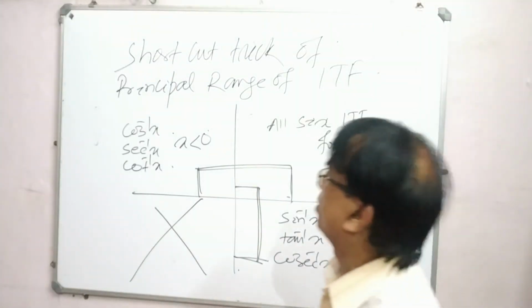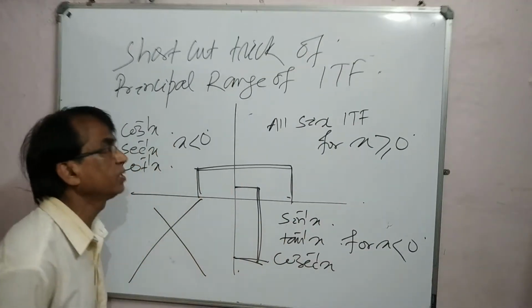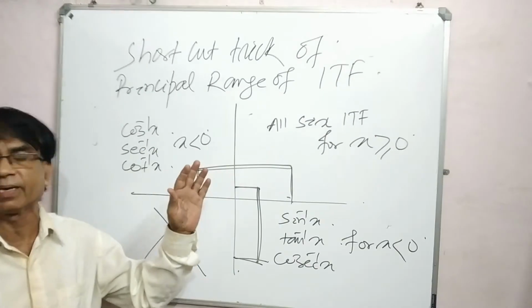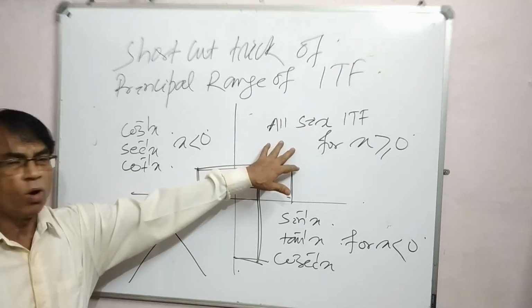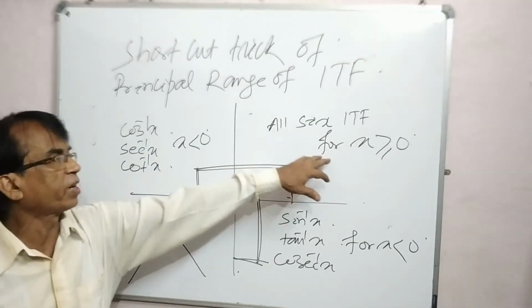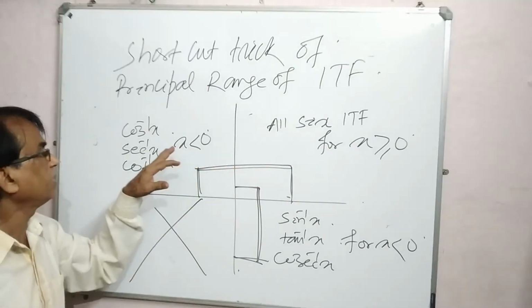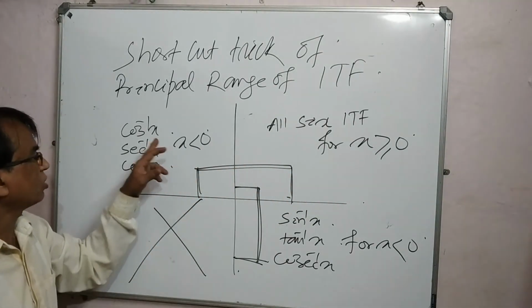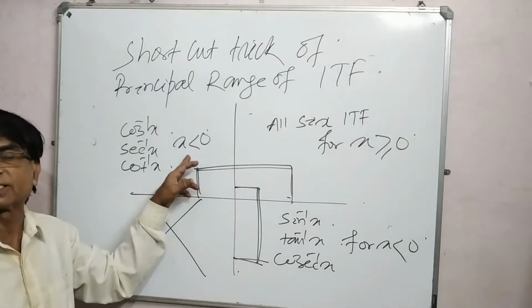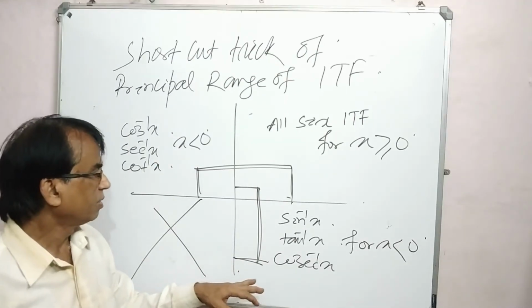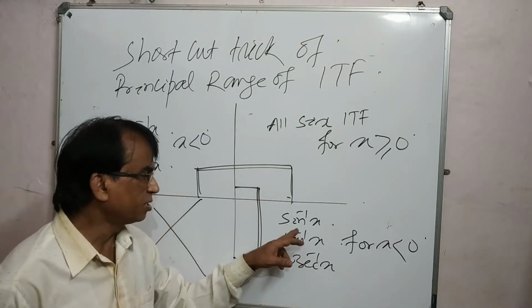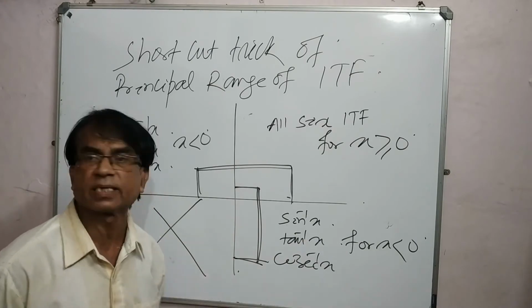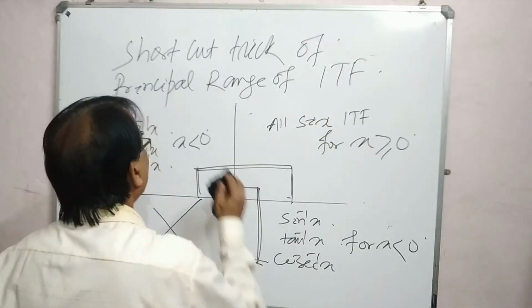Now here is the problem. Now please watch this one. Here is the shortcut trick. Repeating again. First quadrant, all 6 inverse trigonometric functions for x greater than or equal to 0. And second quadrant, cos inverse, sec inverse, cot inverse for x less than 0. And fourth quadrant, sin inverse, tan inverse, cosec inverse for x less than 0. Now the problem.